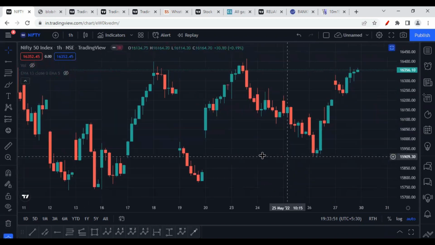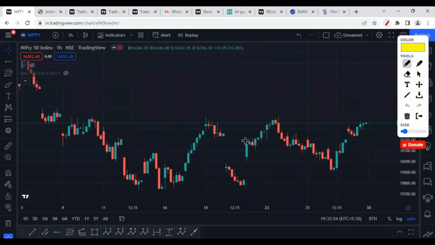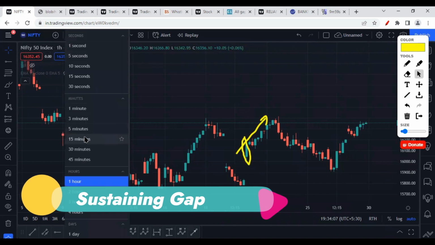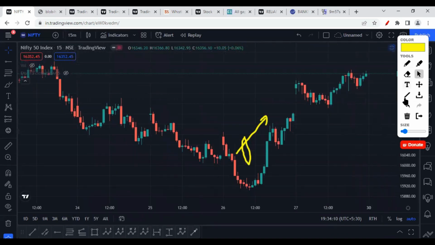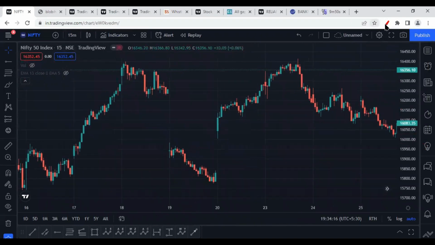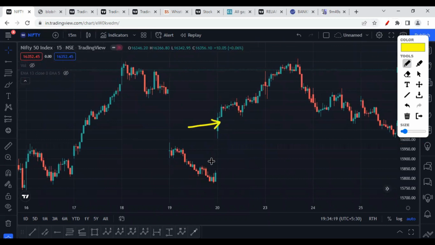For example, in this case, the stock opened with a huge gap up and then the entire day it rallied and sustained that gap. That is called a sustaining gap, where the price opened gap up and then sustained that gap. Let me move to a 15-minute chart so that we can have a better picture. This is the area which we were discussing. Here it opened gap up. It was a bullish candle initially in the first 15 minutes after opening. This was a huge gap up and then the rally continued the entire day. Here it closed on this day, and the next day there was also a little bit of up move. So this is called a sustaining gap.